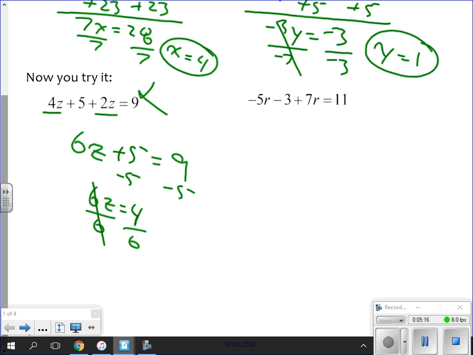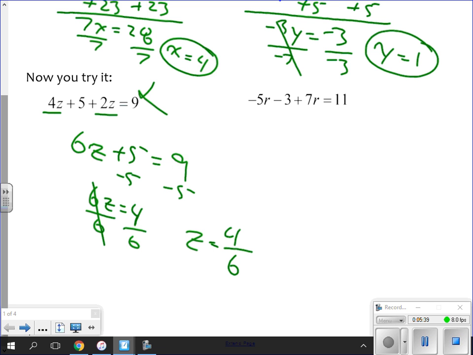My 6's cancel. I get z by itself. That's what I need more than anything else. I need to get the z by itself. It doesn't matter what's on the other side. Whatever's there on the other side is fine. It doesn't have to come out even. So I get z equals 4 over 6.